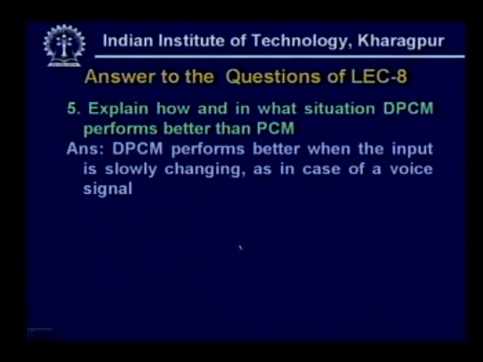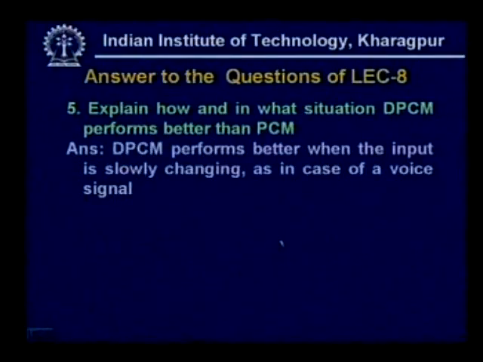The fifth question was, explain how and in what situation DPCM, that is differential PCM, performs better than PCM. The answer is, DPCM performs better when the input is slowly changing, as in the case of a voice signal. As you have already seen, whenever the signal is slowly changing, the differential PCM will require a very small number of bits. And as we know, delta modulation is the extreme case where you require only one bit.